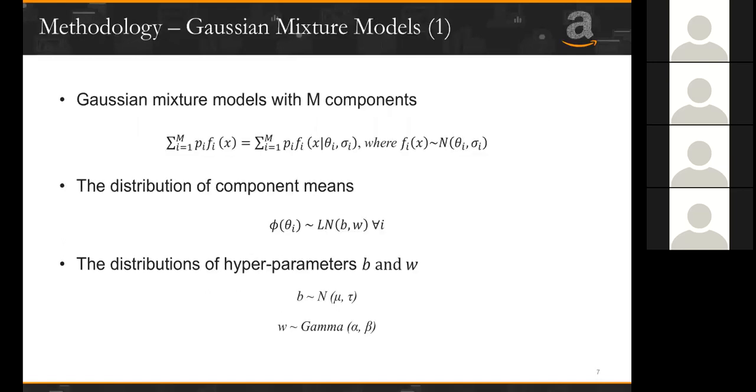So this is our methodology. Based on our assumptions, the speed distribution follows a Gaussian mixture model. Each component has a weight p, and each component follows a Gaussian distribution with mean theta and variance delta. The distribution of component means follows a log normal distribution with mean b and precision w. The hyperparameters mean b and precision w follow normal and gamma distributions respectively.